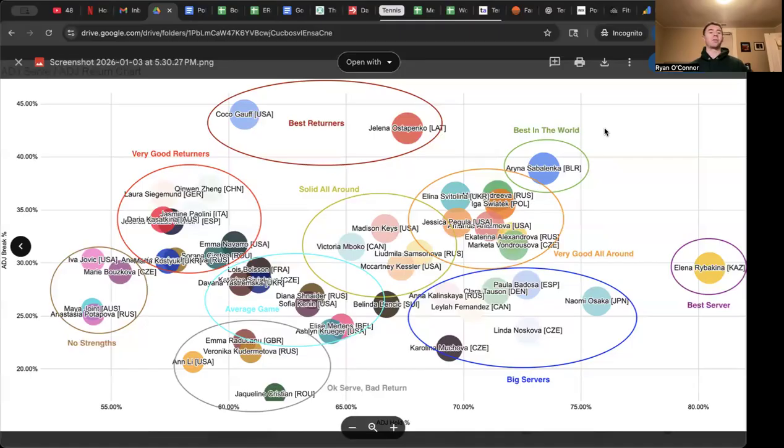And then the last group is the bottom left area. Just put no strains, right? You're not breaking at a high percentage and you're not holding at a high percentage. You're holding at basically 50% and you're breaking at like 27%. So you're not doing anything really better than anybody else on this chart. So it's going to be tough to be successful and win a lot.